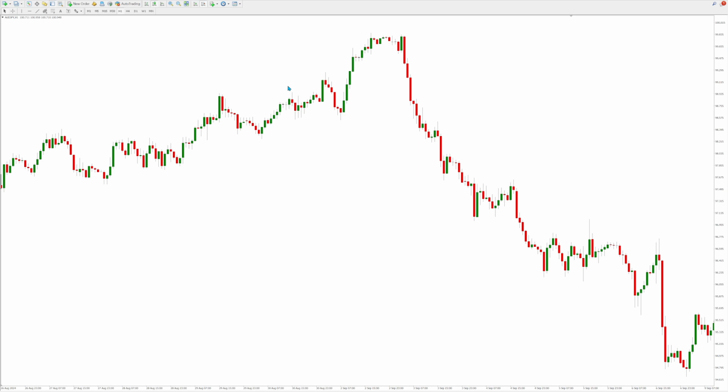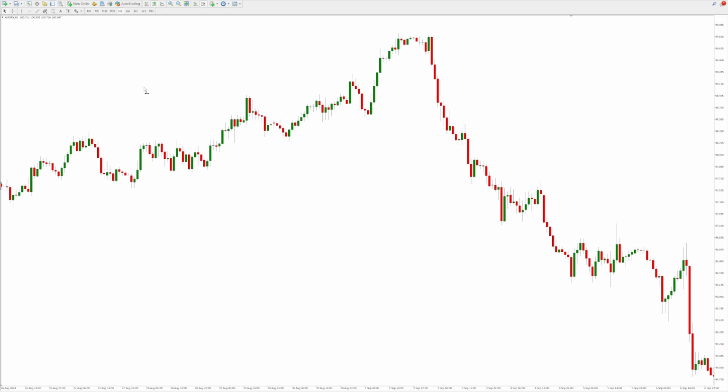Okay, I prefer to use the 1 hour charts and above, 1 hour, 4 hour, daily, weekly, monthly, simply because they contain more price data, and thus I find the candlestick patterns tend to be more reliable.